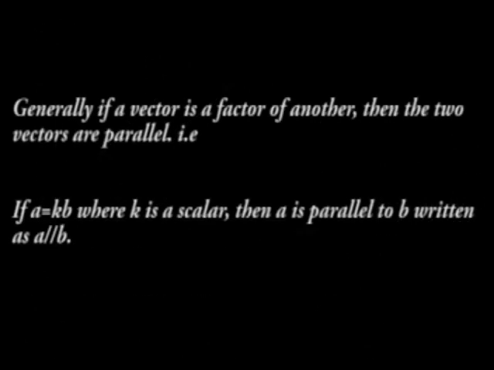Generally, if a vector is a factor of another, then the two vectors are parallel. That is, if vector A is kB, where k is a scalar, then vector A is parallel to vector B, written as this.